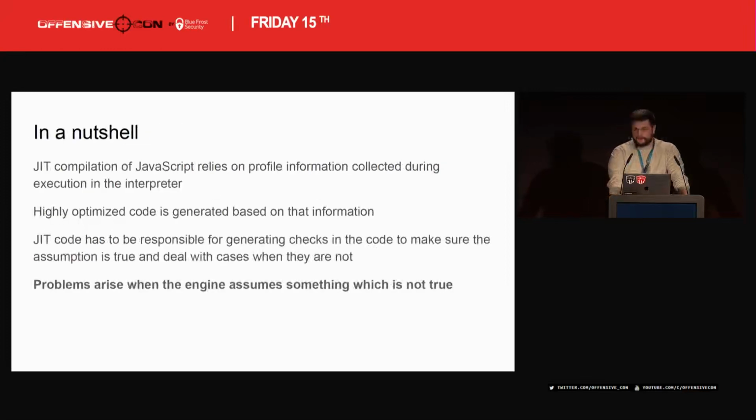So to summarize, JIT compilation of JavaScript will rely on profile information. This is basically what gives you some kind of type information that you collect during the execution in the interpreter. Highly optimized code will be generated based on that information. And the key takeaway is that your JIT code has to be responsible for checking that these assumptions are actually true and be able to deal accordingly when they're not. And basically, you have problems when you can trick the engine into validating some kind of assumption or bypassing some checks and stuff like that.